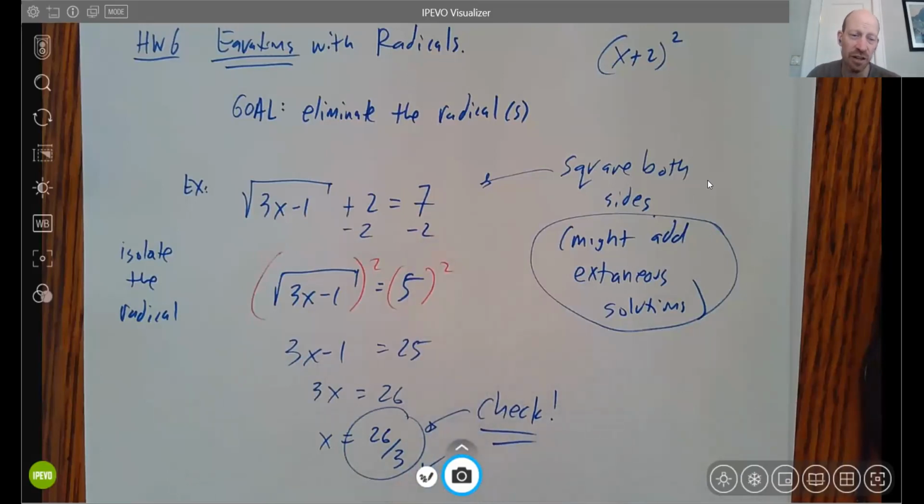This is a little different than other problems. In other problems, if you did all the steps right, you got the answer right. You didn't have to check it. But here we really do need to check that.